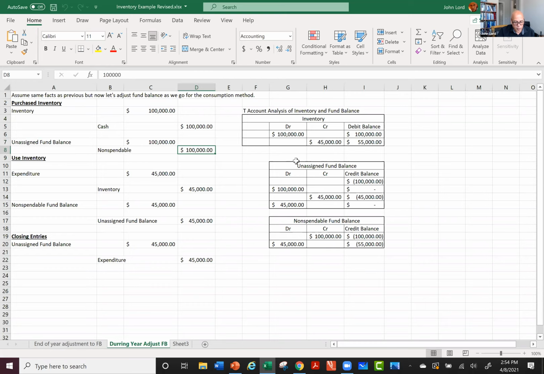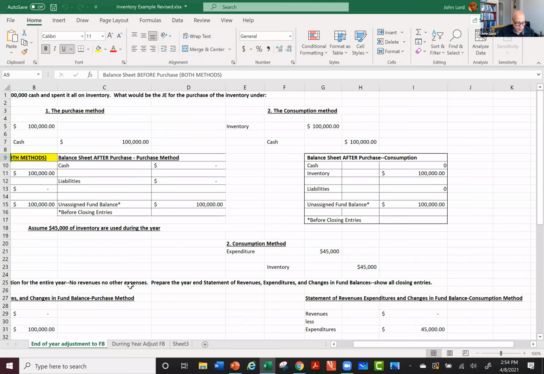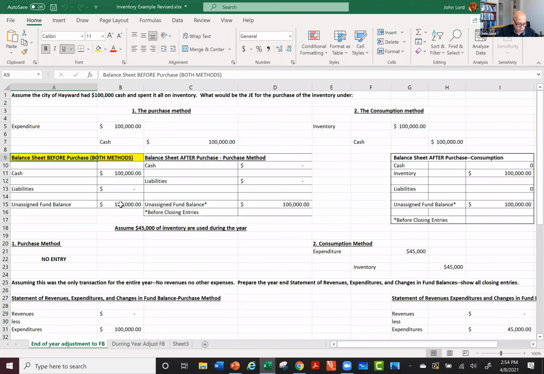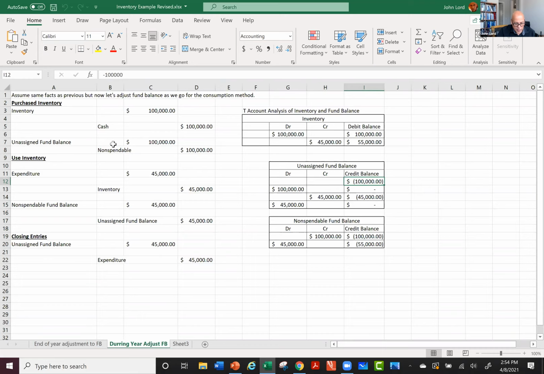Now remember, going back to the beginning here, my unassigned fund balance on the balance sheet under both methods coming over was 100,000, right? But if I debit the unassigned, then it comes down to zero, and the non-spendable now shows 100,000. So under this method, I update my fund balance as I go along. The accounting gods are smiling the whole time, because I've got inventory on my balance sheet of 100,000 and a non-spendable fund balance of 100,000.